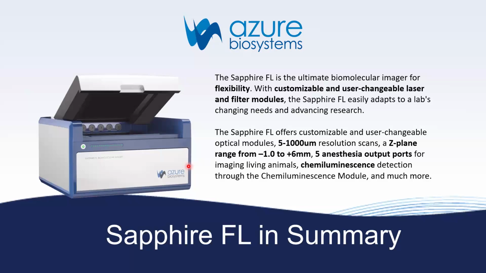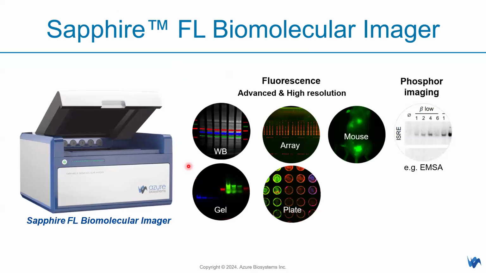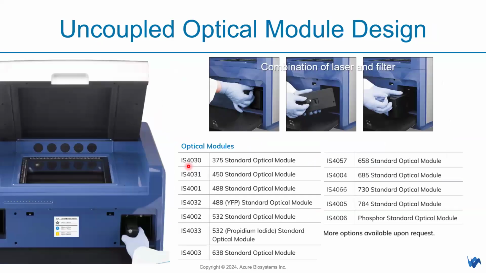All right, just a recap. Sapphire FL is an ultimate biomolecular imager with flexibility. It is a very advanced and high resolution scanning for fluorescent signals and also your phosphor imaging detection for your radioisotope labeling and also nuclear study as well. It comes with these uncoupled designs, so you can mix and match.